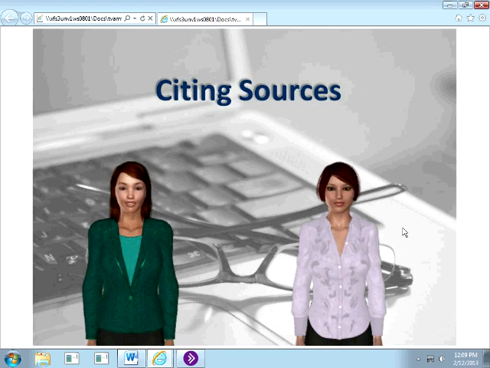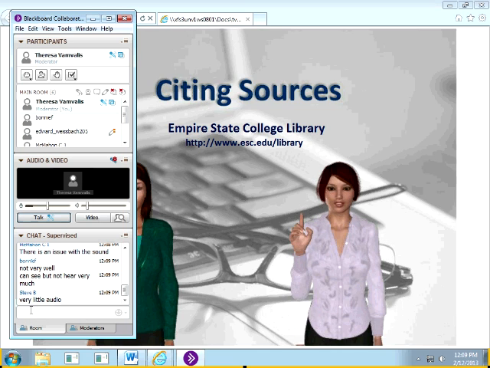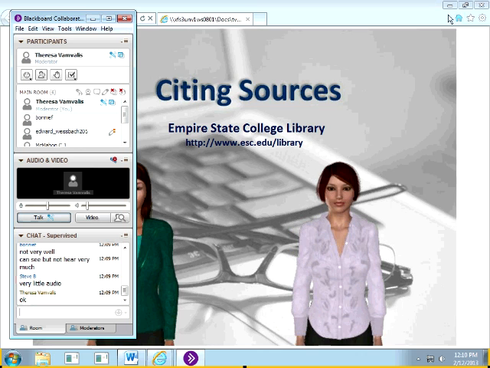Okay, I get it. So each and every time I use the ideas or words of someone else, I must say where it's from, which is citing the source. For more information on citing sources, go to the Empire State College Library website.